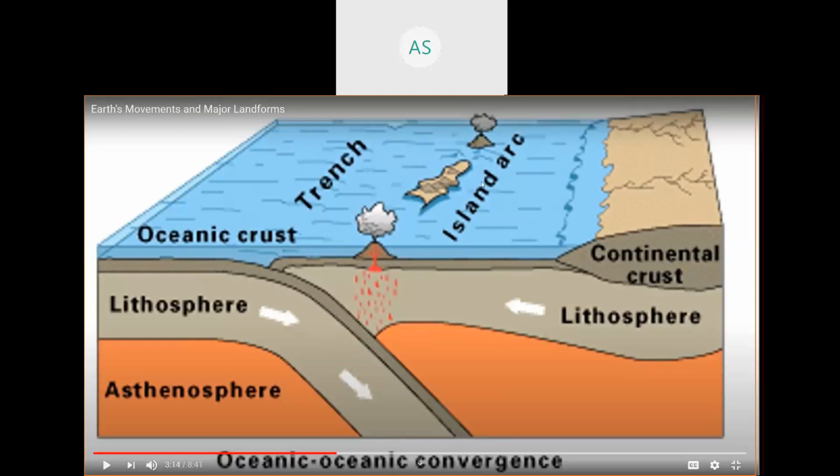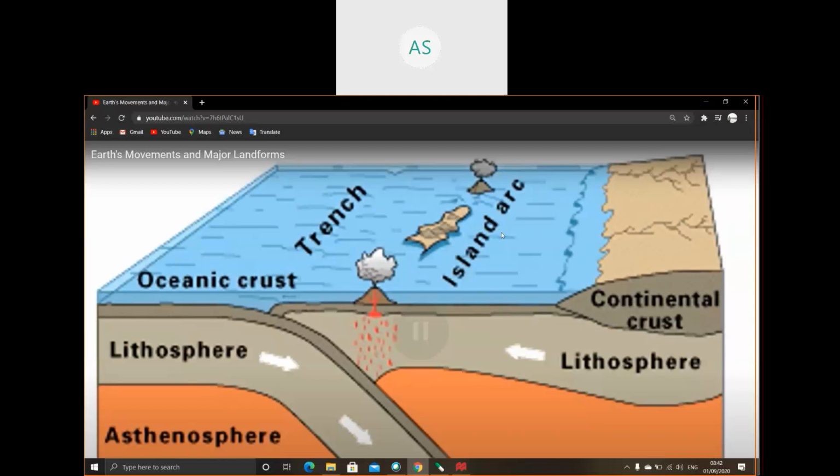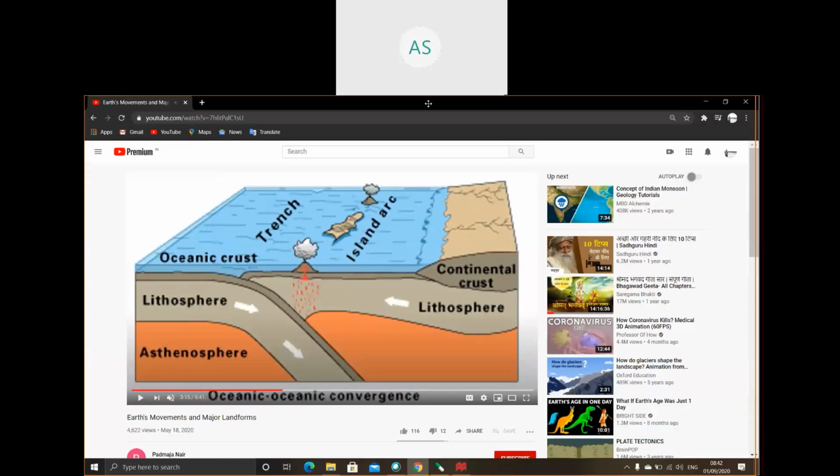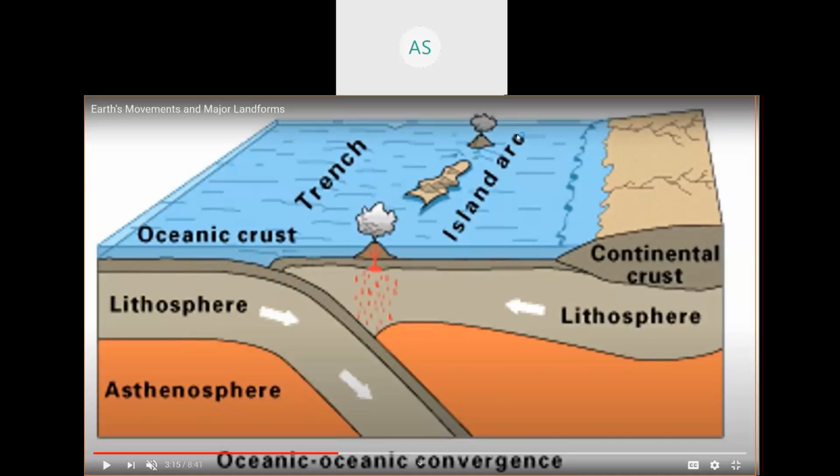So basically, when two oceanic plates converge towards each other, then a deep oceanic trench occurs.